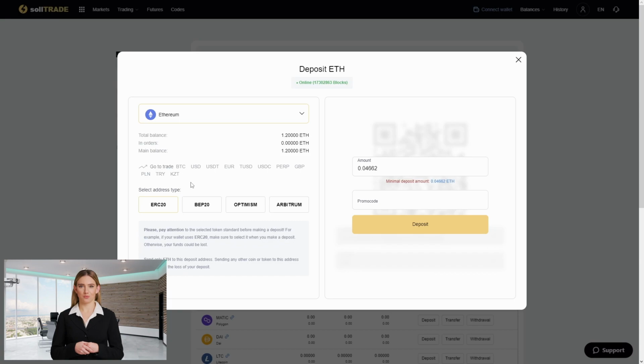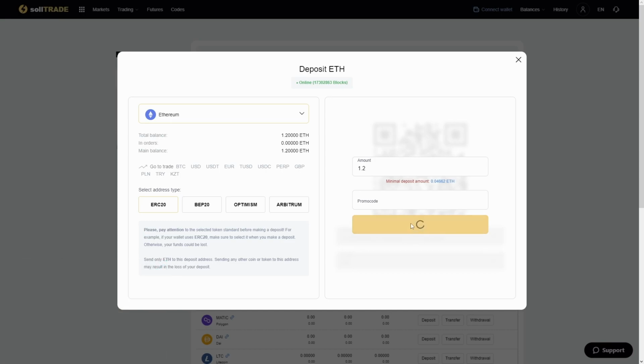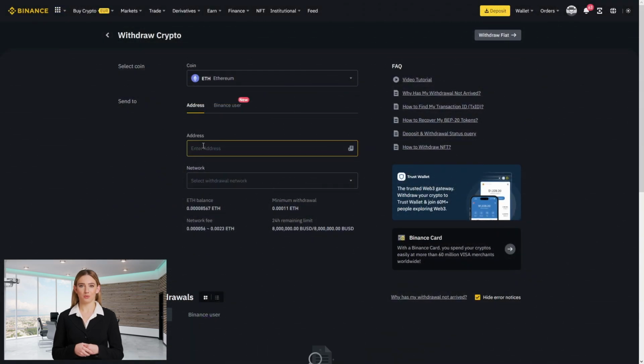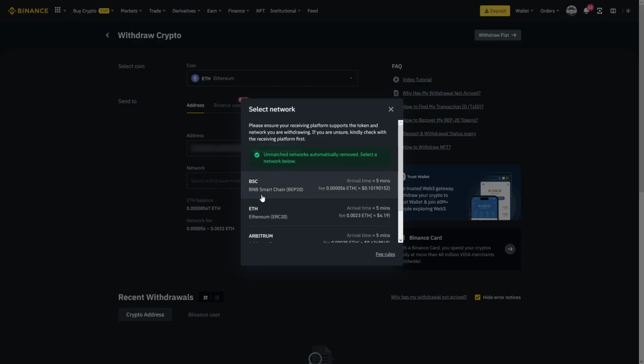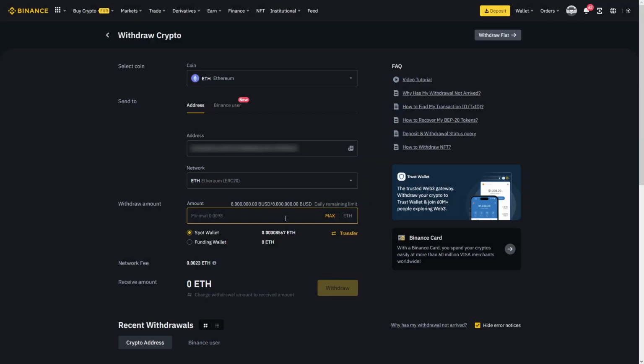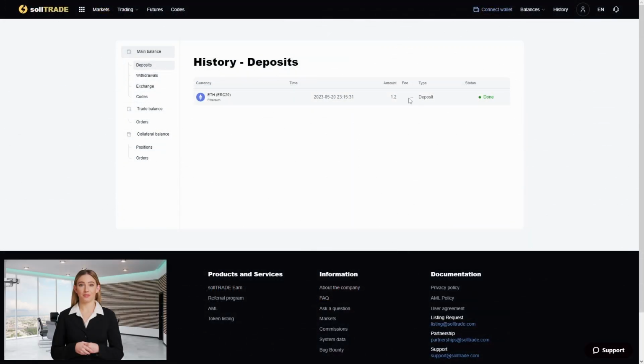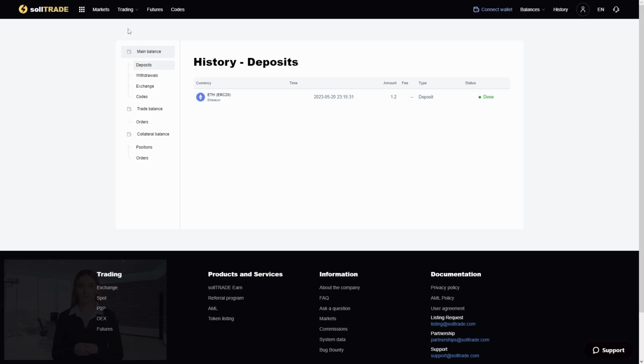Go to the exchange for replenishment for the first time. We will approximately take an amount of 1.2 Ethereum. Copy wallet addresses, go to Binance, paste wallet address, write amount, click on withdraw. A few minutes passed, and the money came to the balance.